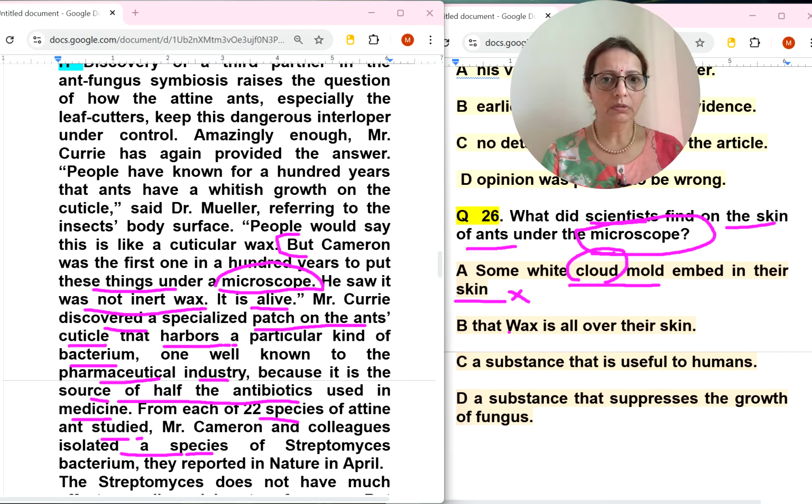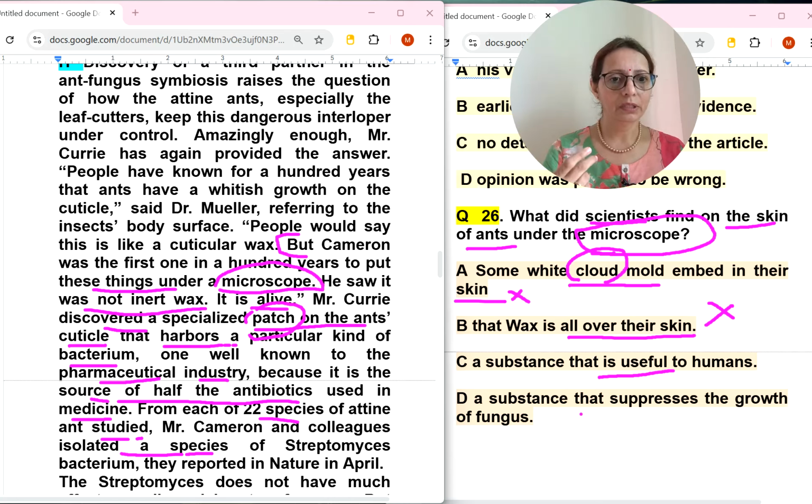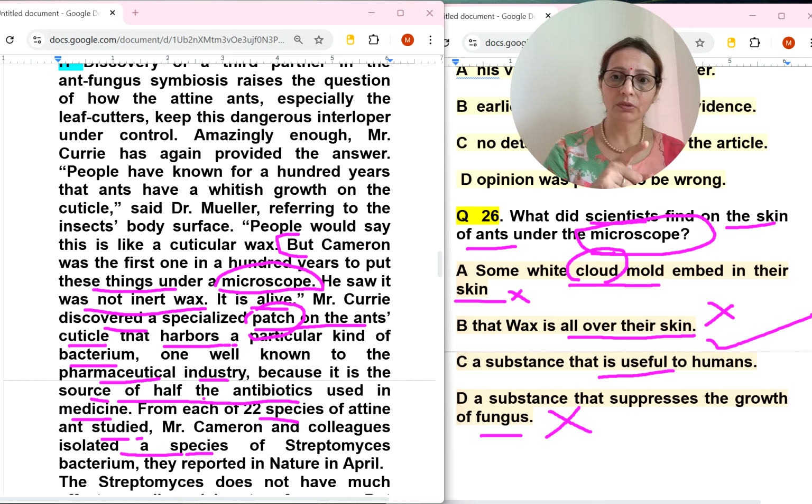Okay, so this is also, but that wax is all over their skin. Here they are saying only specialized patches on the ants, not all over their skin, means this is a false statement. A substance that is useful to humans. Yeah, nowadays we are using it in antibiotics. A substance that suppresses the growth of fungus. This is also not given. So it means although the human word is not there, we are using it in antibiotics, pharmaceutical industry, and we are using it for medical purpose. So it means C will be the answer.